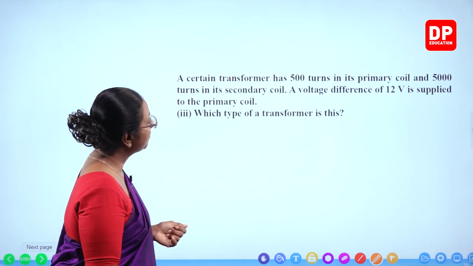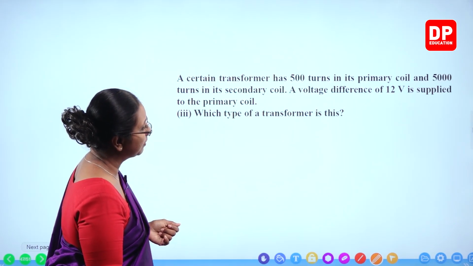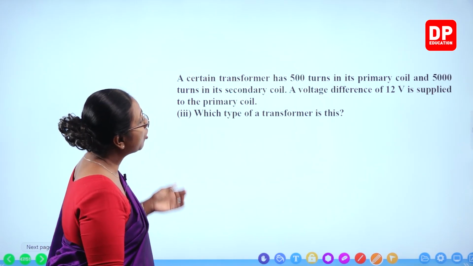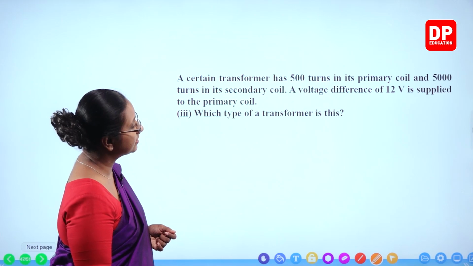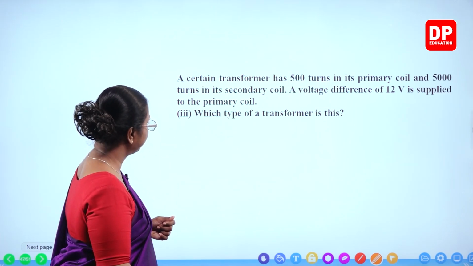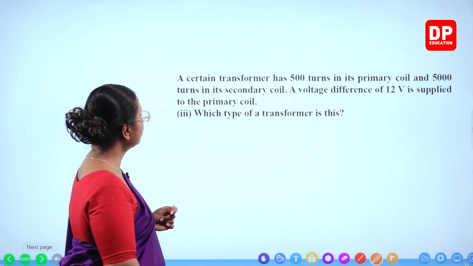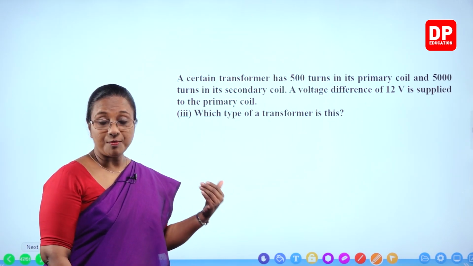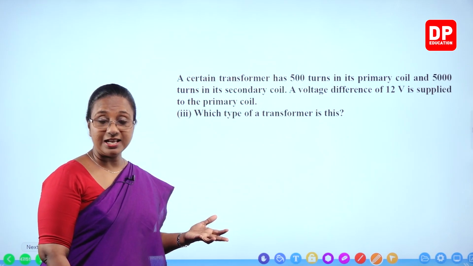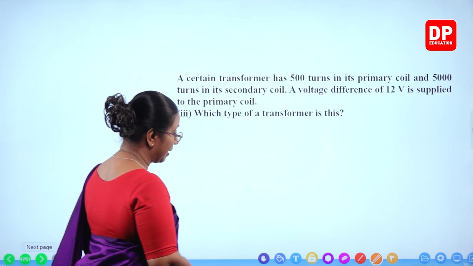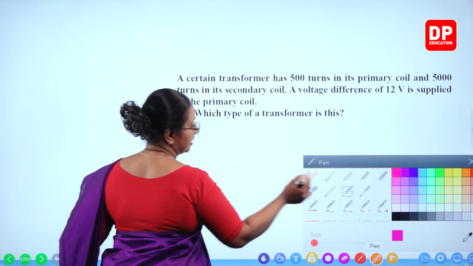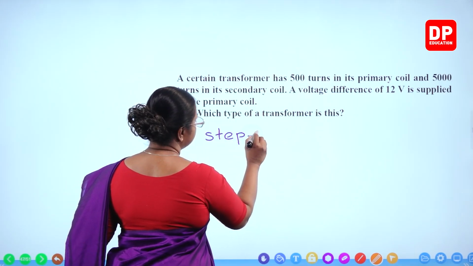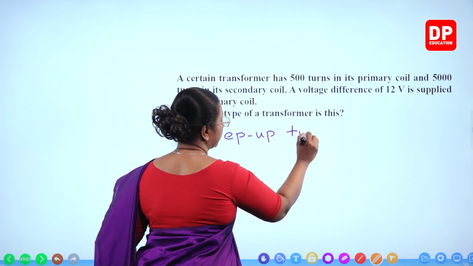So the same question is repeated. A certain transformer has 500 turns in its primary coil and 5000 turns in its secondary coil. A voltage difference of 12 volts is supplied to the primary coil. And the third part of the question is, which type of a transformer is this? I already told you all, from the number of turns itself, we can identify that it is a step-up transformer.